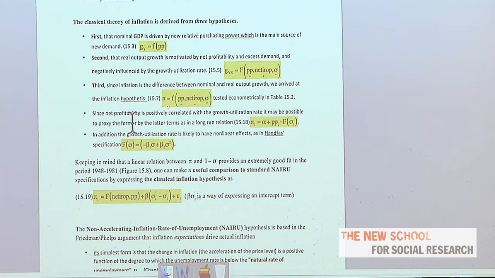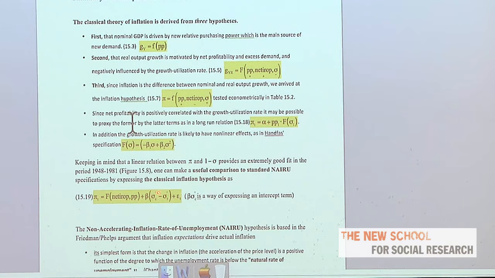So I can take this relationship here, which is the inflation hypothesis in the classical, the general hypothesis, and break it into two parts. One is a component which depends on net profitability and purchasing power, and the second is a component which depends on the tightness of the economy. And this term here, beta times sigma prime, is just a constant. It's just the intercept term.